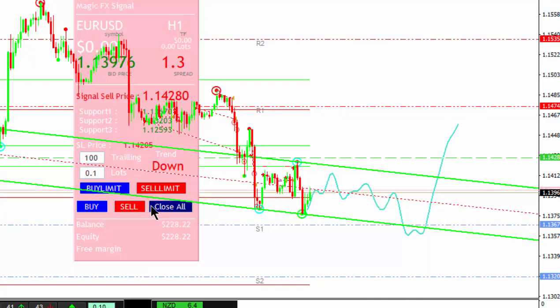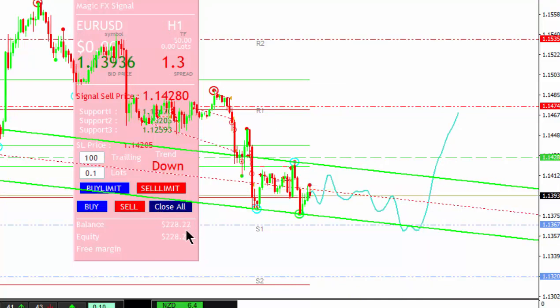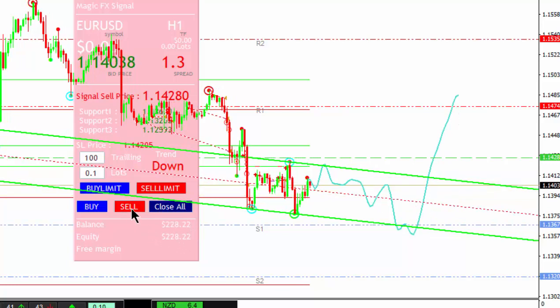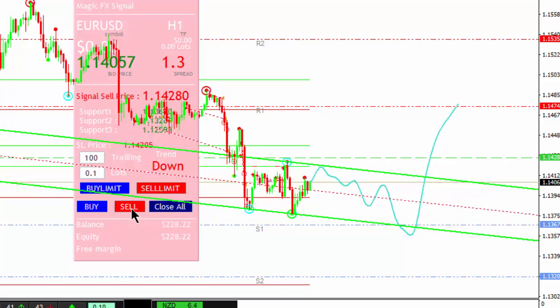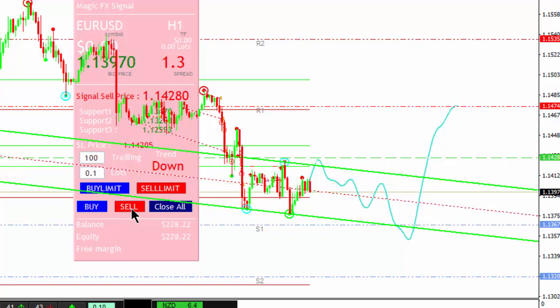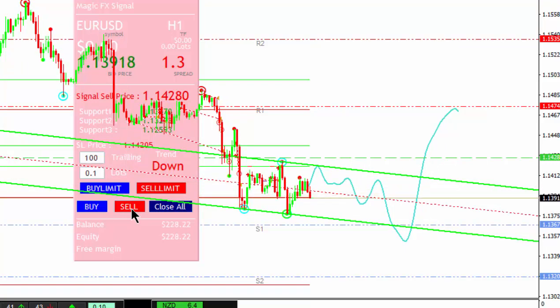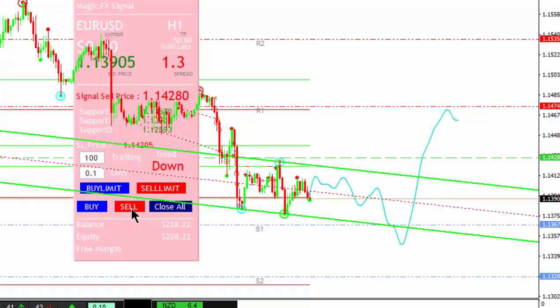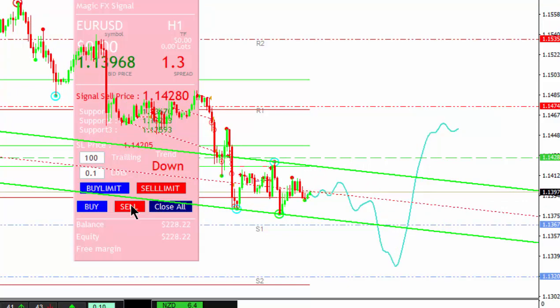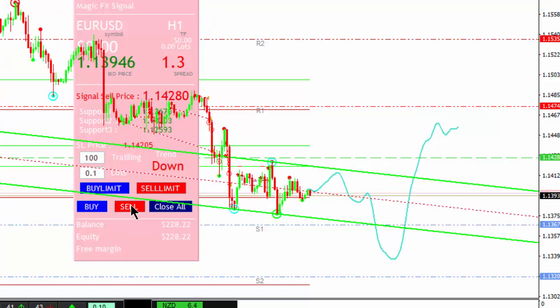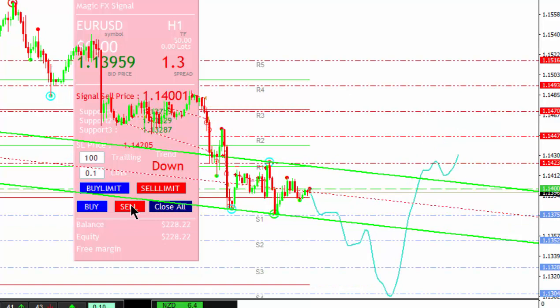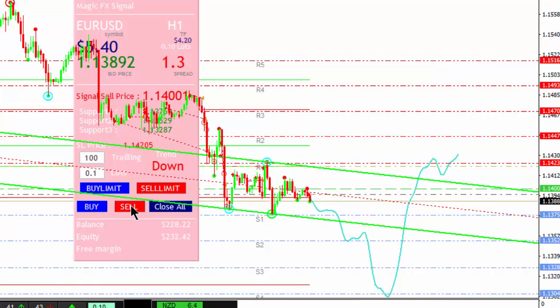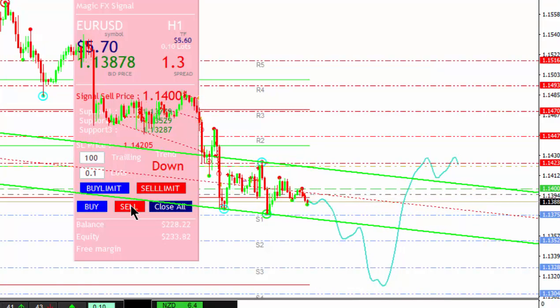Okay, now the market is currently sideways. If the market doesn't have a trend, I don't trade. You too, don't trade. Be careful. Protect your money. Okay, if you have to trade, buy or sell, you have to do it in a trend.